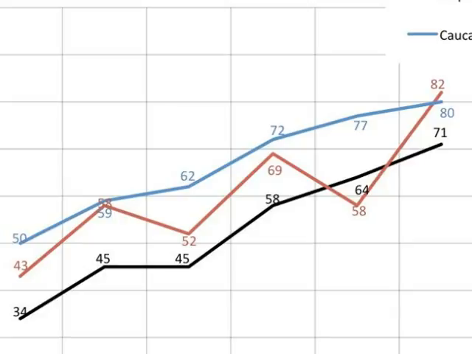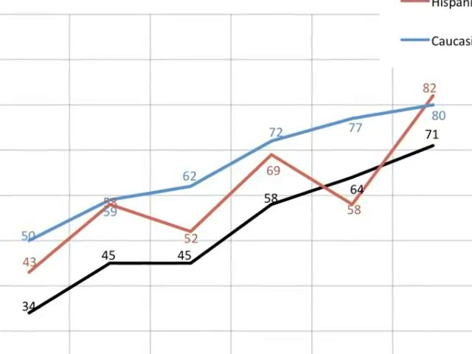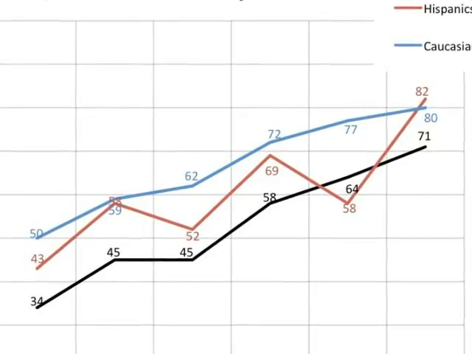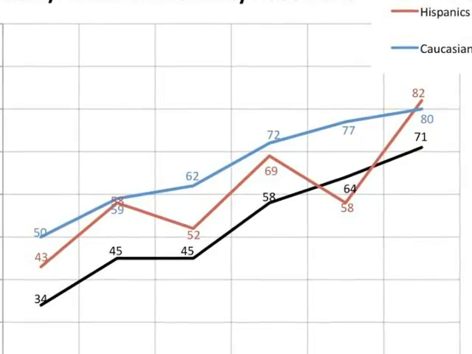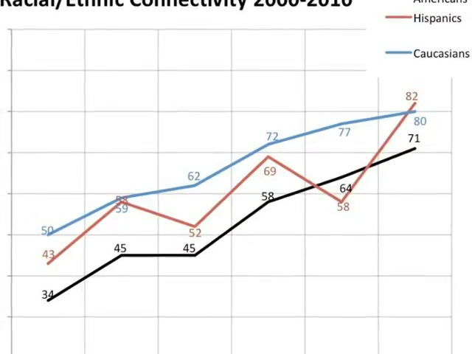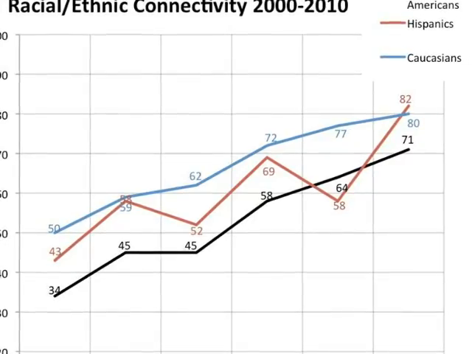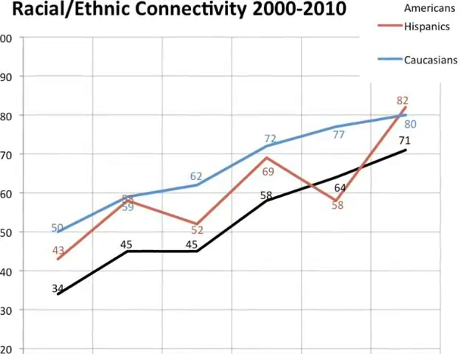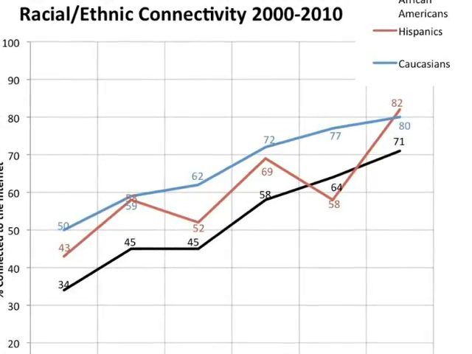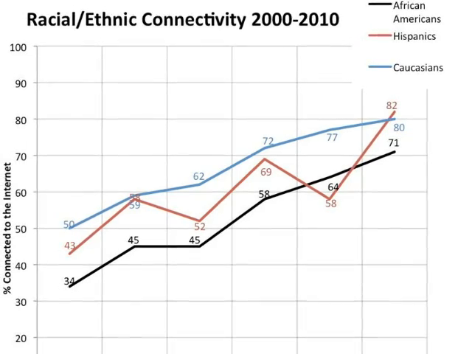One can also see that the rate at which Caucasian individuals have been connected to the internet since the year 2000, as we can see left here on the graph, has shown a linear increase as opposed to the Hispanic population, which has been very up and down since the year 2000 to 2010. And while the African American population has been connected to the internet at about the same pace as the white population, it has still been a less percentage of their total population.